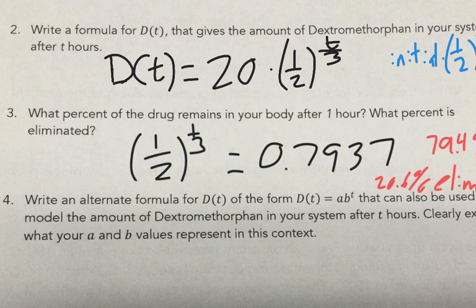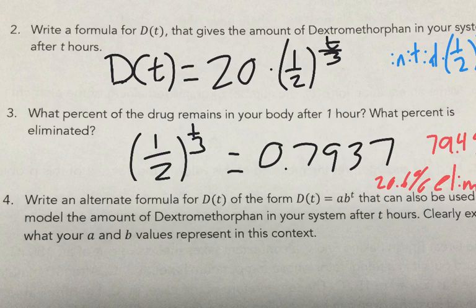Four, write an alternate formula for d of t of the form d of t equals a times b to the t that can be used to model the amount of dextro in your system after t hours. Clearly explain what your a and b values represent in this context. So what they're wanting me to do is rewrite this equation, where instead of the exponent being t over 3, it wants it to only be a t. They don't want that third up there.